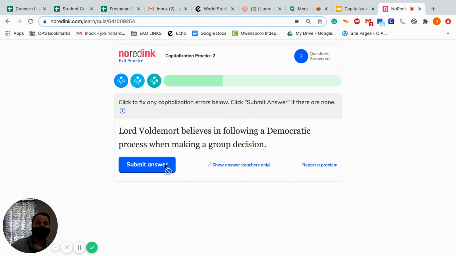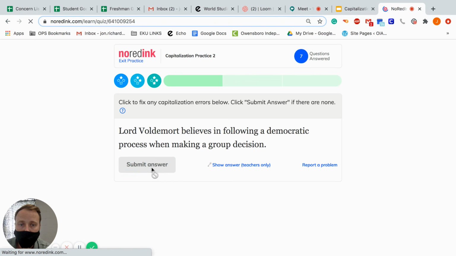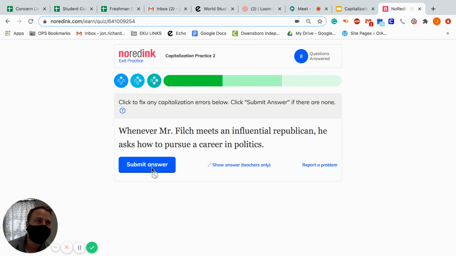Okay, Democrat. Here's a good example, okay? Lord Voldemort believes in following a democratic process. Democratic is a common noun. It just means democracy, letting everybody have a voice, so it is not capitalized. Now, if it said following the framework of the Democratic Party, then it would be capitalized. So we can see that it's not capitalized unless it's talking specifically about the party. Does that make sense, DJ?